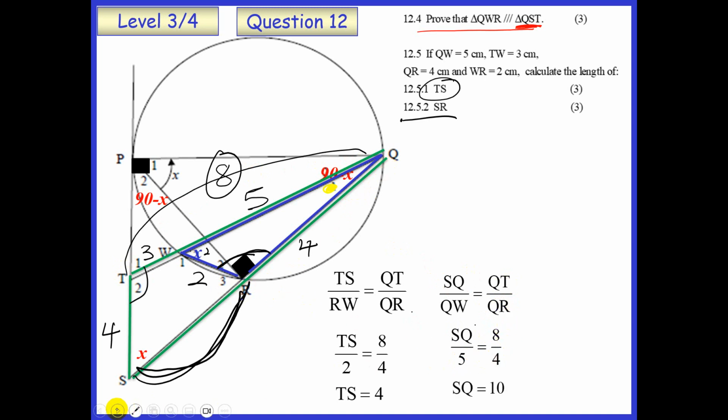And if we cross multiply, you get 4 SQ equal to 8 fives, which is 40, and we divide, we'll get SQ to be 10. And if SQ is 10, we can now conclude that SR is 10 take away the 4, giving you 6. Thank you.